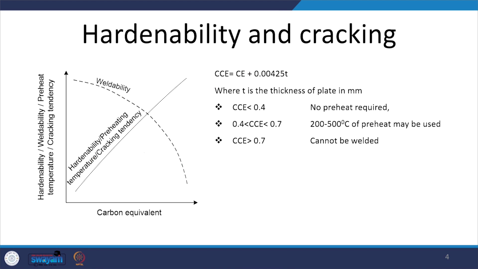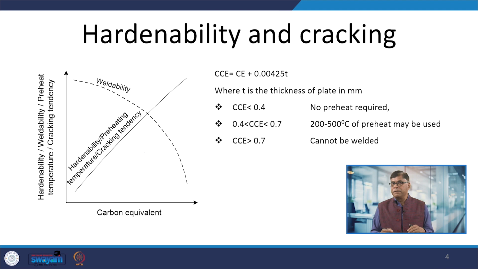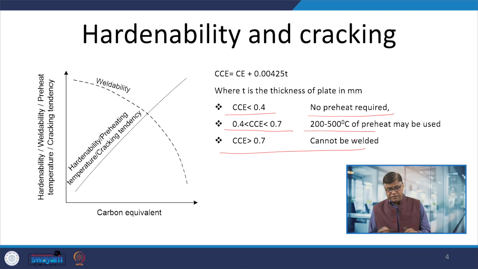A few empirical rules have been developed considering the carbon equivalent, on whether we should preheat or not. Based on the carbon equivalent or compensated carbon equivalent, the weldability is identified. If the compensated carbon equivalent is less than 0.4, then no preheat is required and the welding can be done reasonably well without much difficulty. But if the CCE is in the range of 0.4 to 0.7, then with a preheat of 200 to 500 degrees centigrade the welding can be done, and it becomes extremely difficult if the compensated carbon equivalent is greater than 0.7.